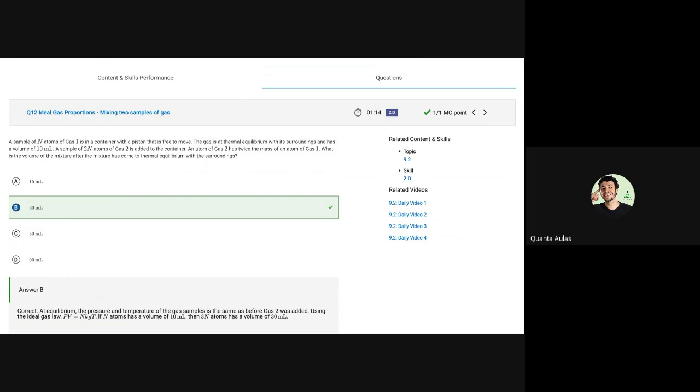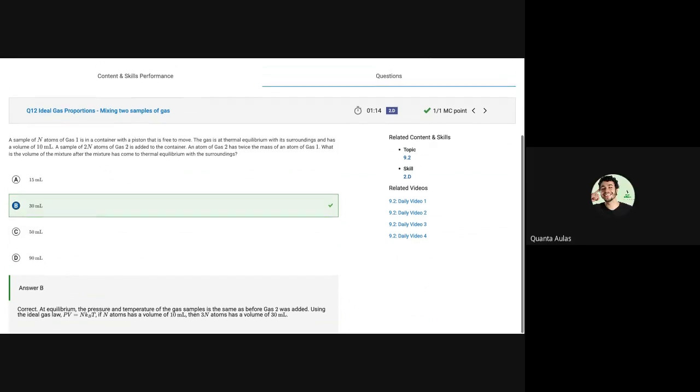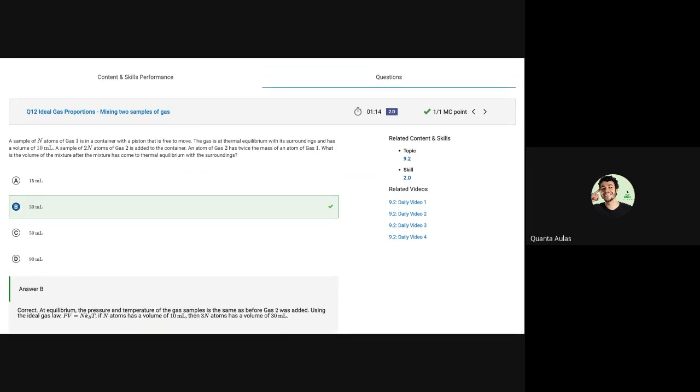Let me see. Just use the ideal gas equation. Very easy. You need to be careful about what is moles, what is the volume, what is the quantity of molecules. So if you pay attention to this, we are not wrong.